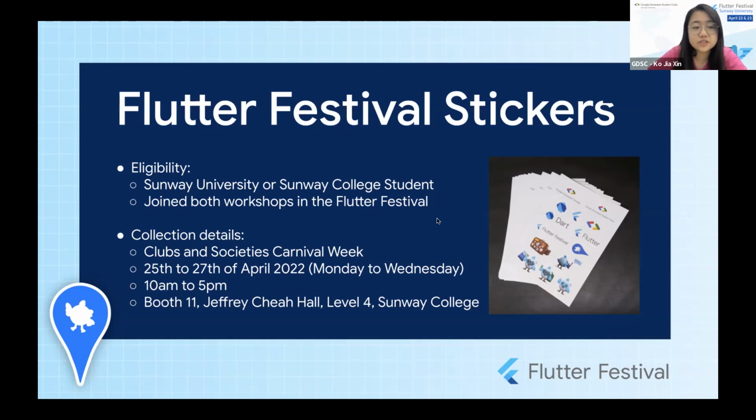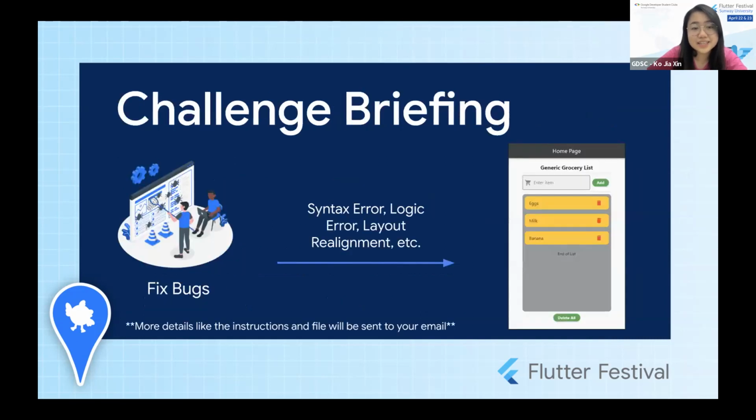So apart from the first swag, we have another additional thingy. So I will show you the picture later. It's a Flutter backpack. So only the people who completed the challenge by us will get the backpacks. The challenge is all about, we'll send you a code base, but the code base is full of bugs. So your task is to fix all of the bugs. There might be syntax errors, logic errors, or maybe layout realignment. But don't worry, all of the bugs are everything you have learned just now already.